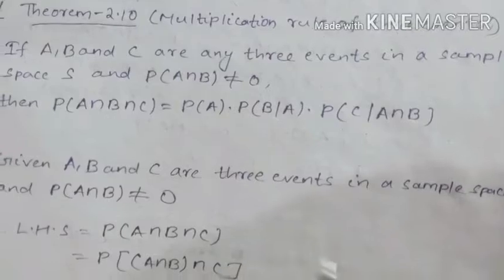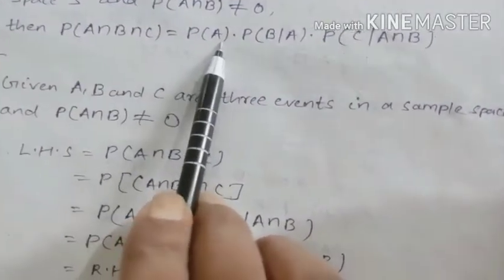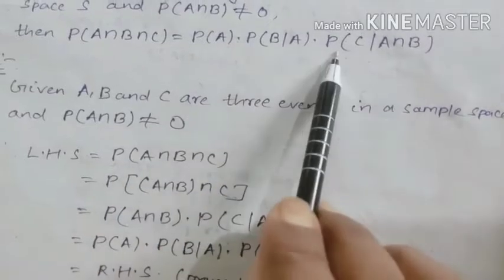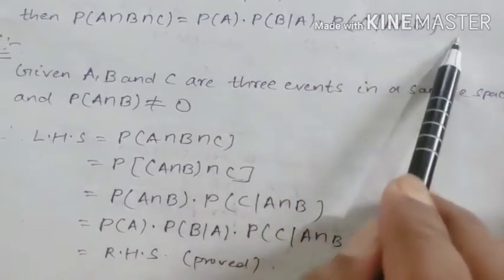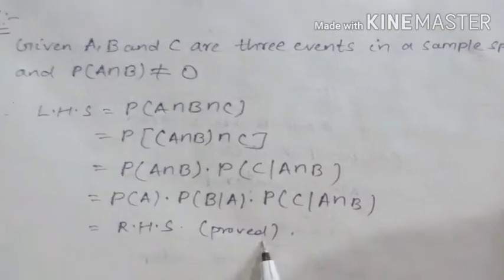Similarly, for three events, P(A ∩ B ∩ C) = P(A) × P(B|A) × P(C|A ∩ B). Easy proof, using theorem 2.9.